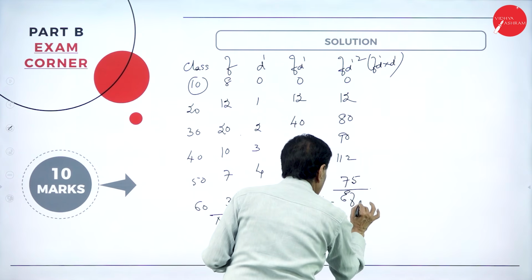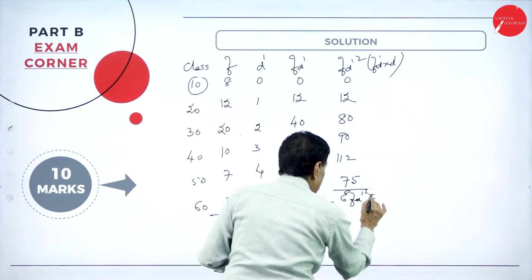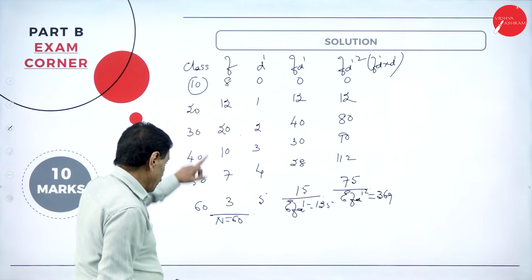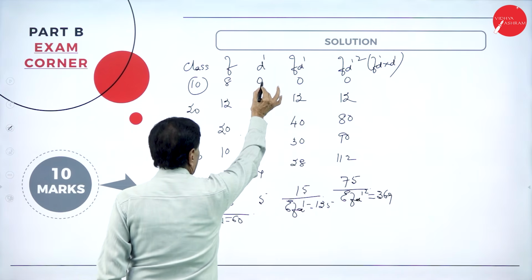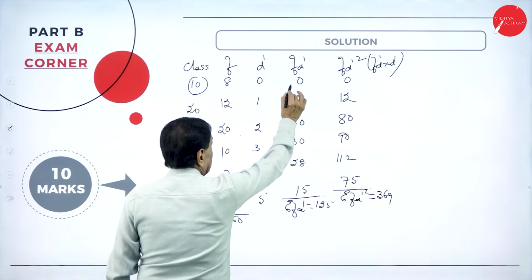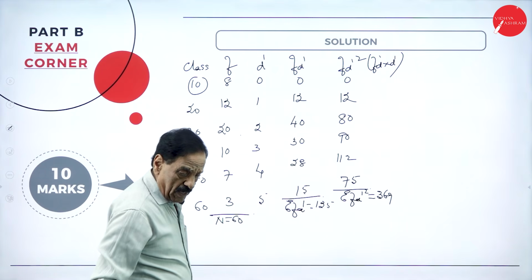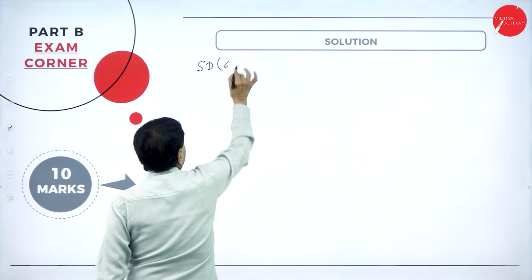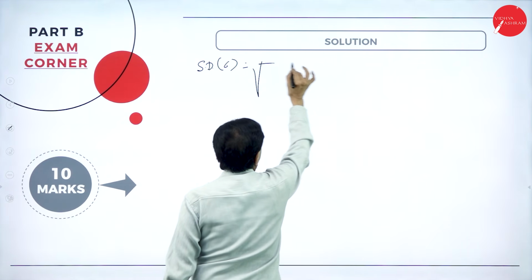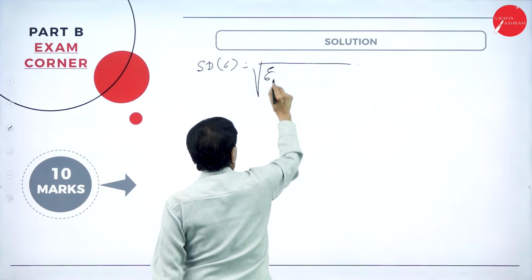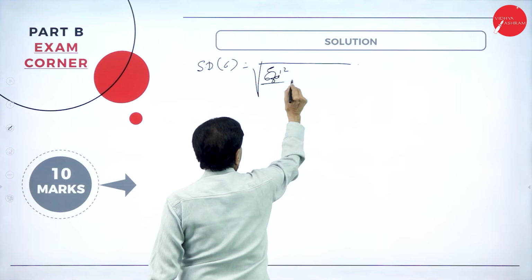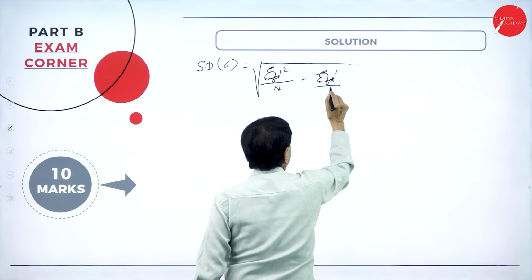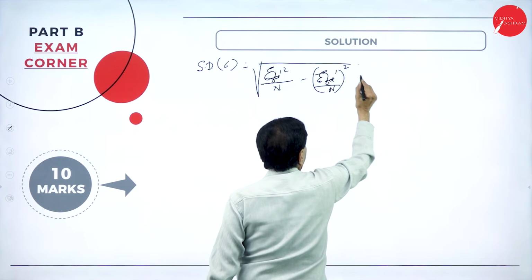Sigma f t dash square is 369. What are the steps? First add the frequency, put the lowest number as 0, 1, 2, 3, 4, 5, then f t dash square. Apply the formula. Standard deviation is equal to root of sigma f t dash square divided by n minus sigma f t dash divided by n whole square, into c.